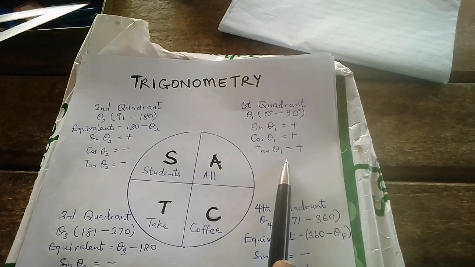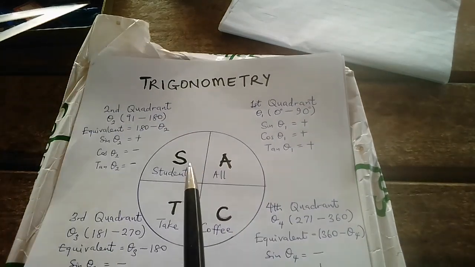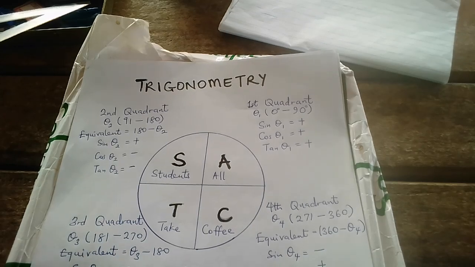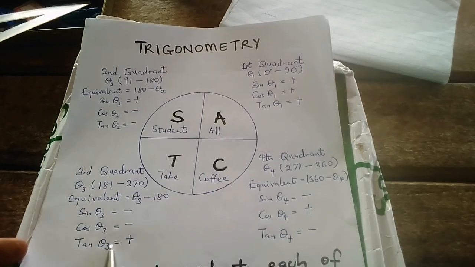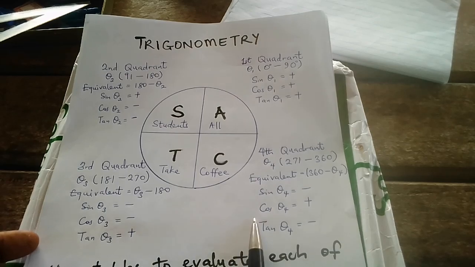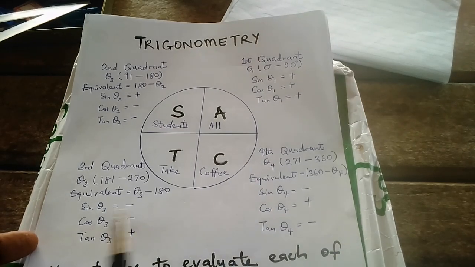So in summary, in the first quadrant, sine theta, cos theta, and tan theta are all positive. In the second quadrant, only sine is positive. In the third quadrant, only tan is positive. And in the fourth quadrant, only cos is positive.